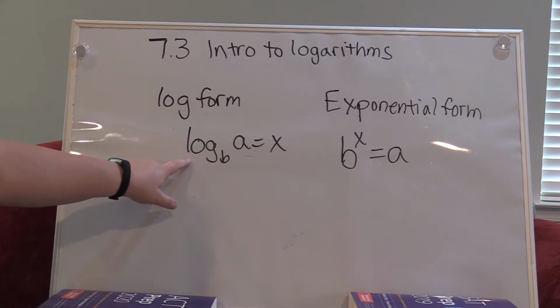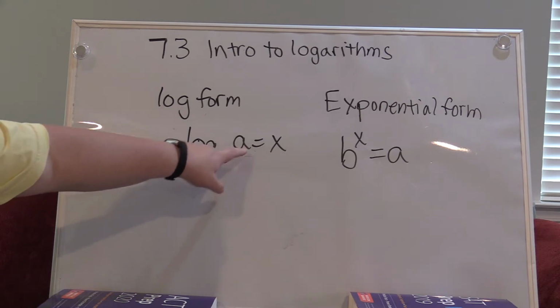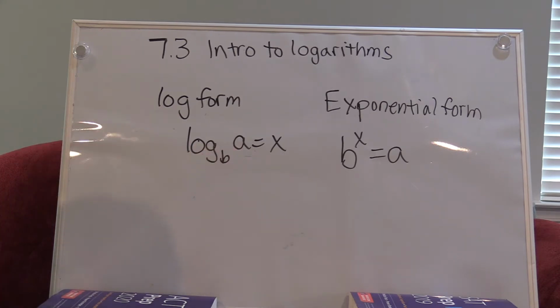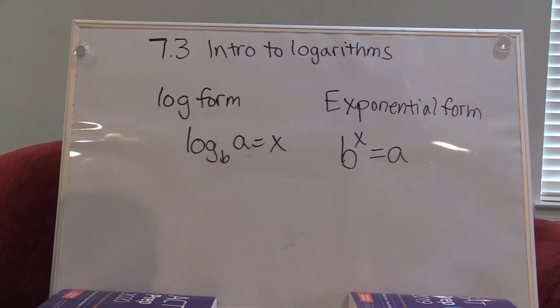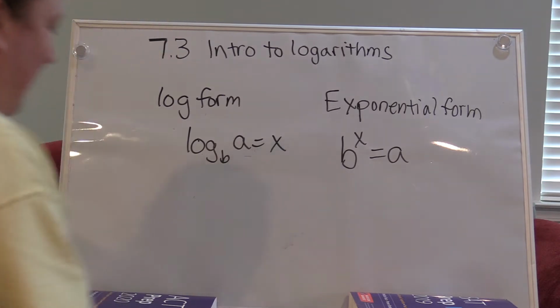So when I have a log with a base of b of a equals x, to put that in exponential form would be b to the x equals a. And that's what that looks like. That should be in your notes. We're going to try a lot of different kinds of examples today, and you should be well on your way at the end of this video.